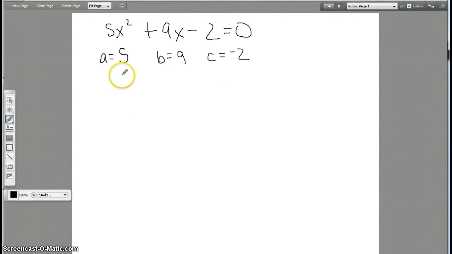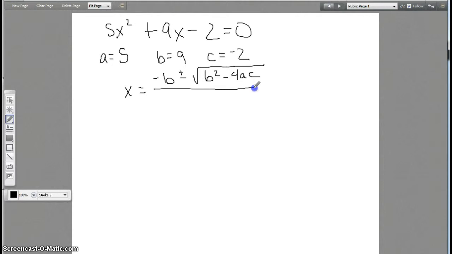Now we can plug this into our quadratic formula. The quadratic formula is x equals negative b plus or minus the square root of b squared minus 4ac all over 2a. You will use this formula throughout the rest of high school math and into college. So it's a very good idea to go ahead and memorize this formula. You will need it. You will use it.